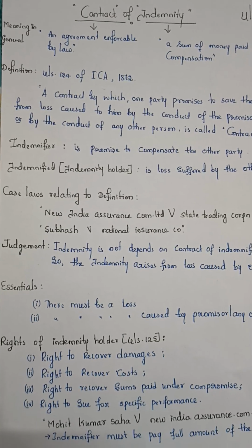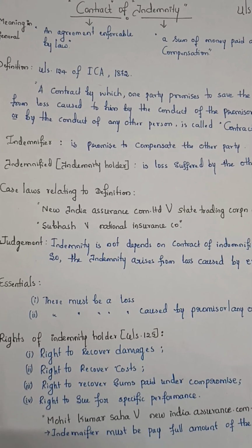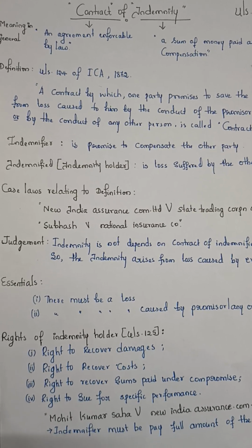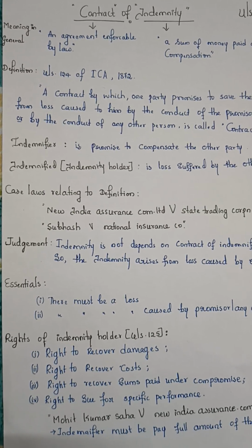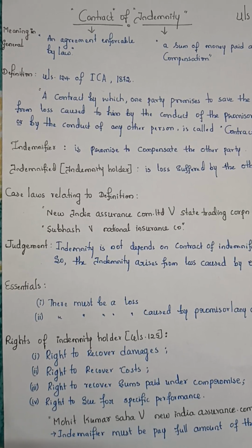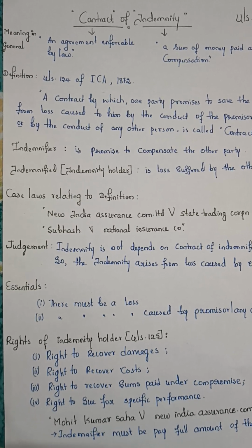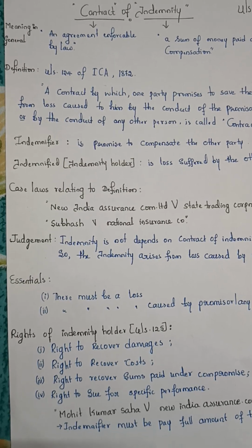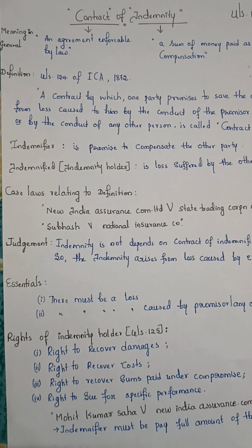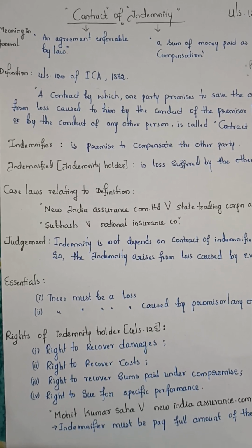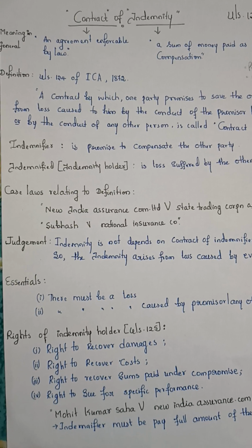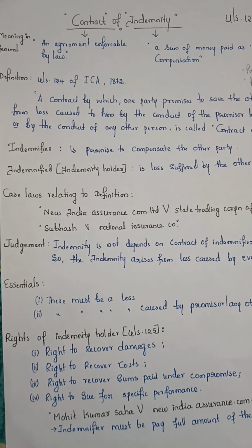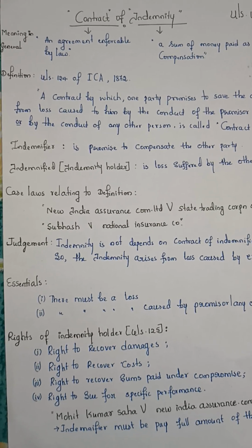Essential ingredients of the contract of indemnity: first, there must be a particular loss, and the loss must be caused by the promisor or any other person. Next, the rights of the indemnity holder, which are defined under Section 125 of the Indian Contract Act. First, the right to recover damages: all the damages that the indemnity holder is compelled to pay in a suit in respect of any matter to which the promise to indemnify applies.